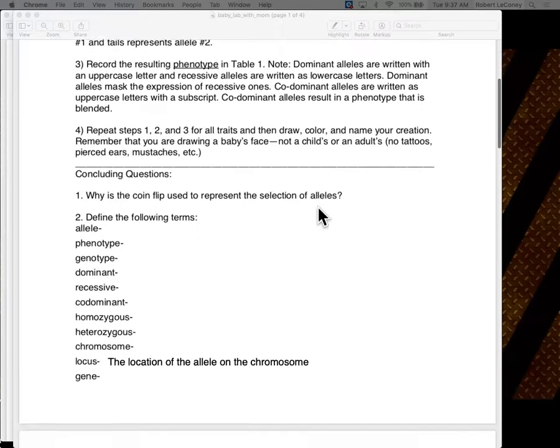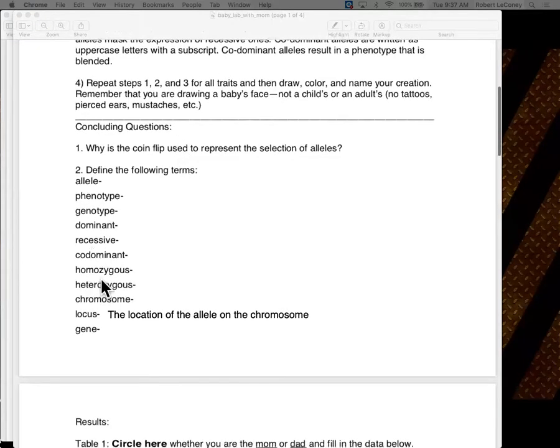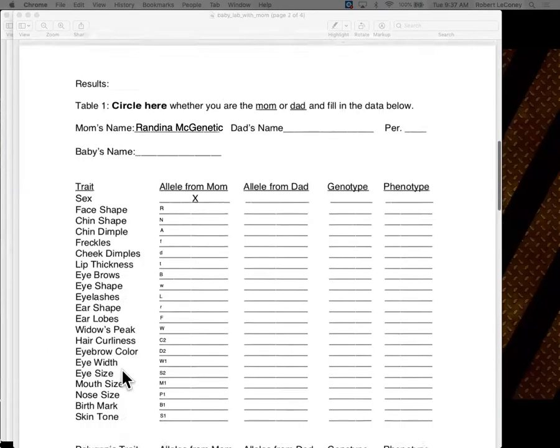Yes, color, because there is skin tone, there is hair color, there is eye color, so you actually have to color it in. Remember, you are drawing the baby's face, not a child or an adult, a baby. No tattoos, pierced ears, mustaches, etc., only using the traits that we have available here.